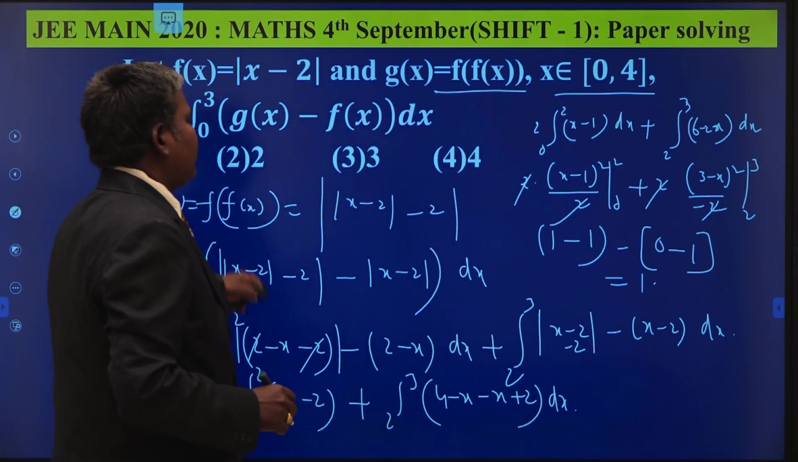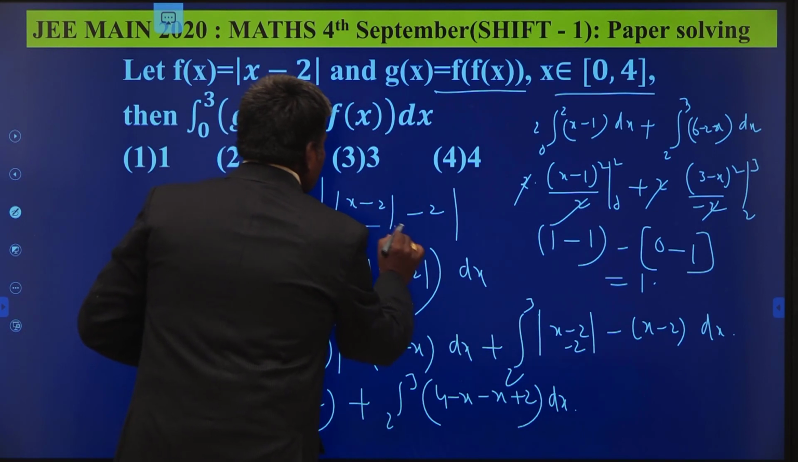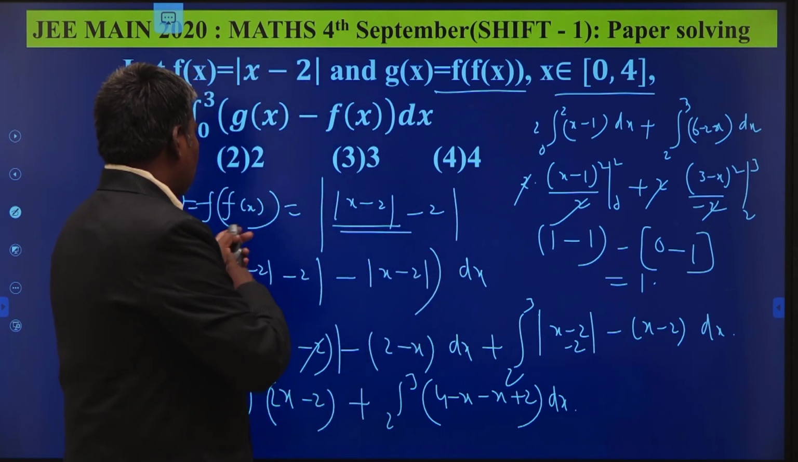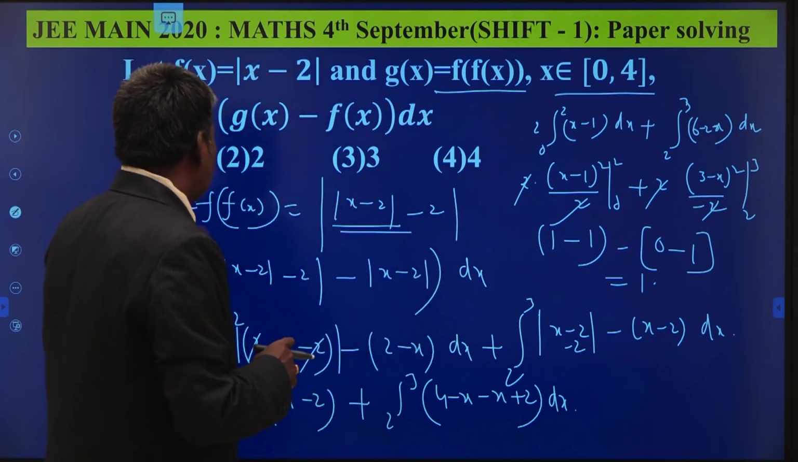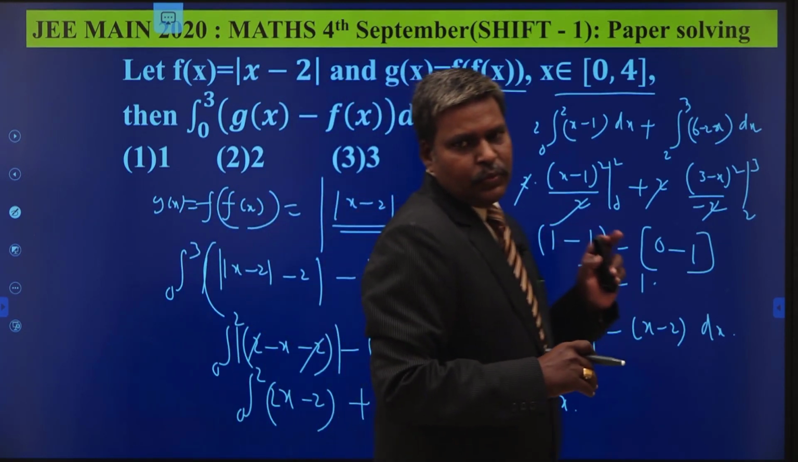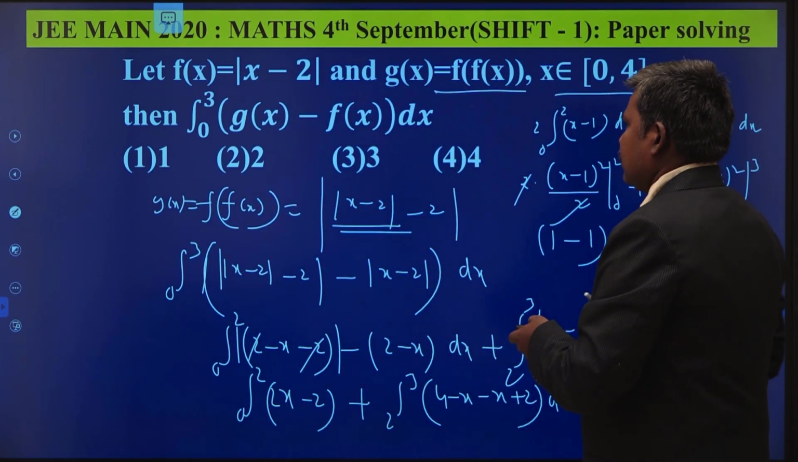So this is a little bit of calculation, including the modulus expansion is also there. So we have to split that definite integral into 0 to 2, 2 to 3. We can easily obtain the solution.